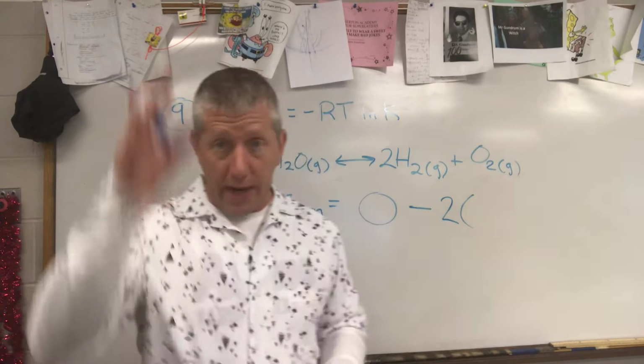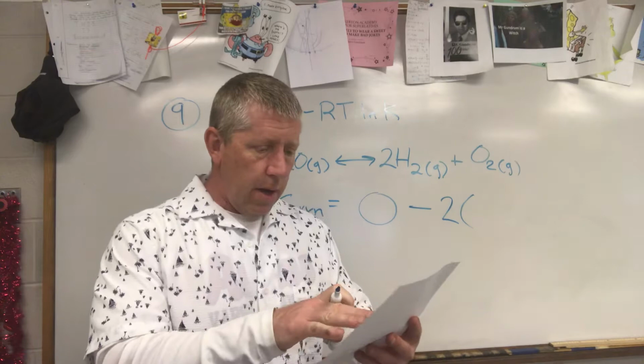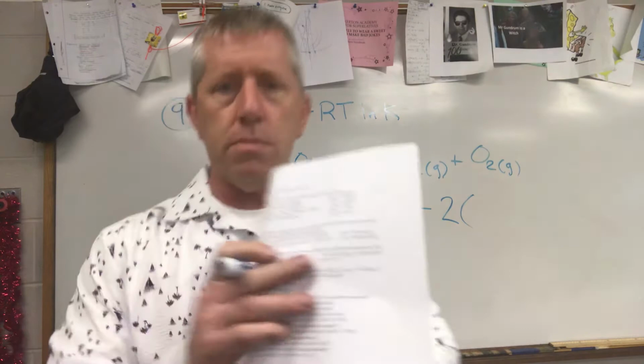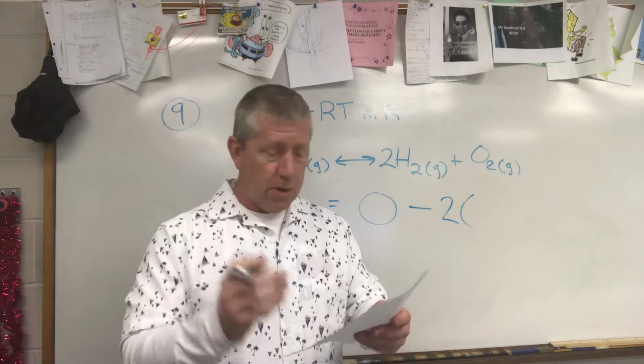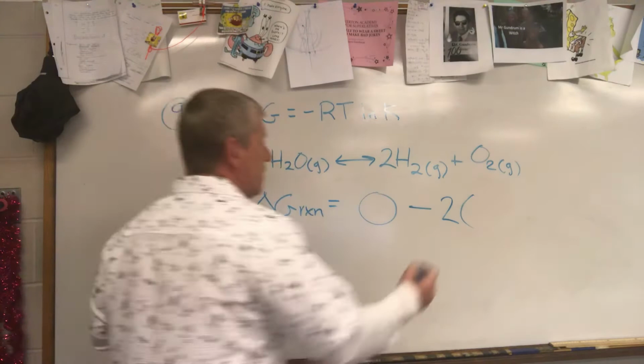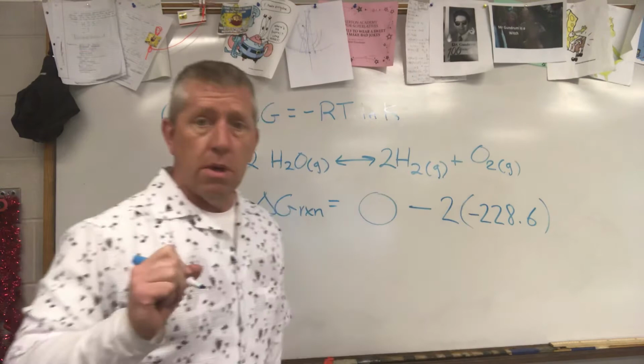Kids, relax, take it easy. Actually that's a typo on my sheet. It says delta G reaction. That's not delta G reaction. That should say delta G formation of water. So I shouldn't have put reaction in there. I should put formation. Delta G formation of water is negative 228.6. Do the math.